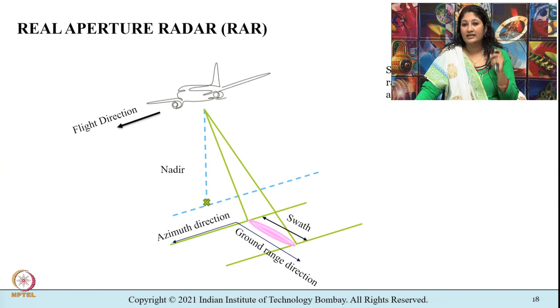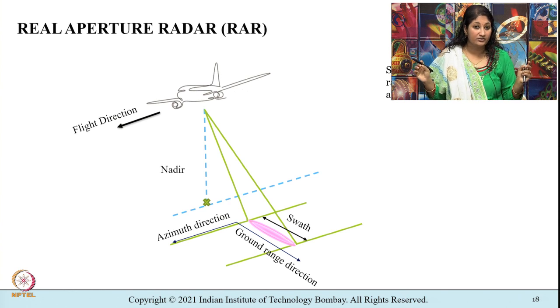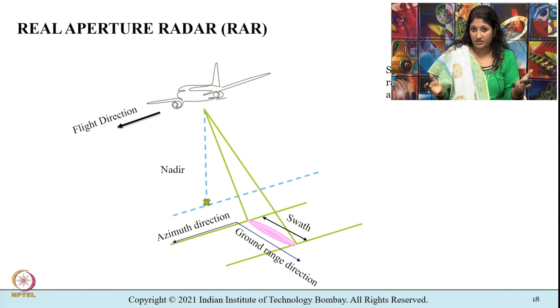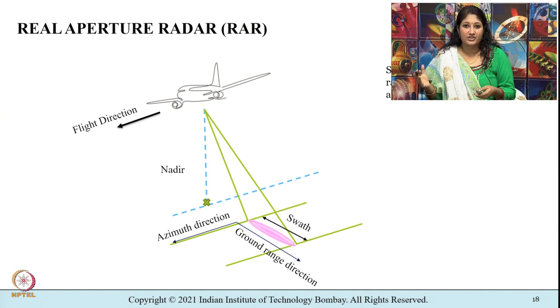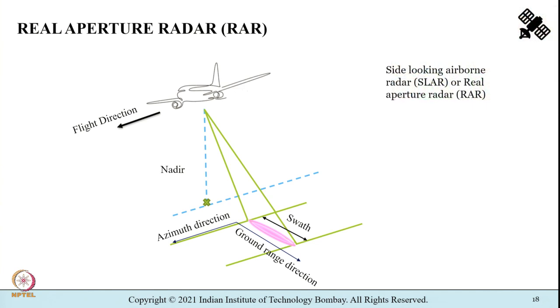Now, please note that real aperture radars are limited at higher altitudes in providing a larger antenna, and this is not very practical. Once we start solving numericals, we will understand the limitation of real aperture radar and the advantage of synthetic aperture radar. But for now, you have real aperture radar, also known as side looking airborne radar, SLAR. And by now, I think you are familiar with nadir, azimuth, ground range, swath, isn't it?